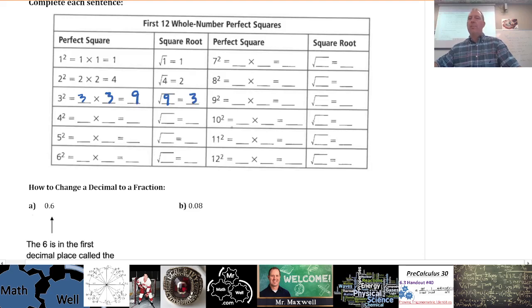And this is very good repetition. You do this over and over. It will be ingrained in your head. You'll never forget it. So 4 squared, 4 times 4. That's 16. Therefore, square root of 16 is 4. 5 squared is 5 times 5, and that equals 25. Therefore, the square root of 25 is 5. 6 squared, 6 times 6 is 36. Therefore, the square root of 36 is 6.